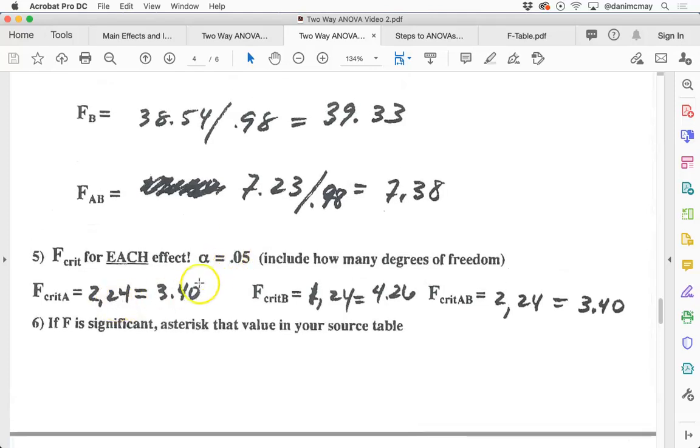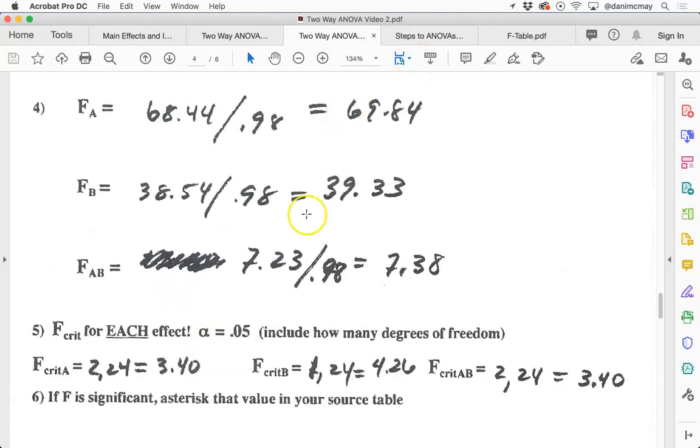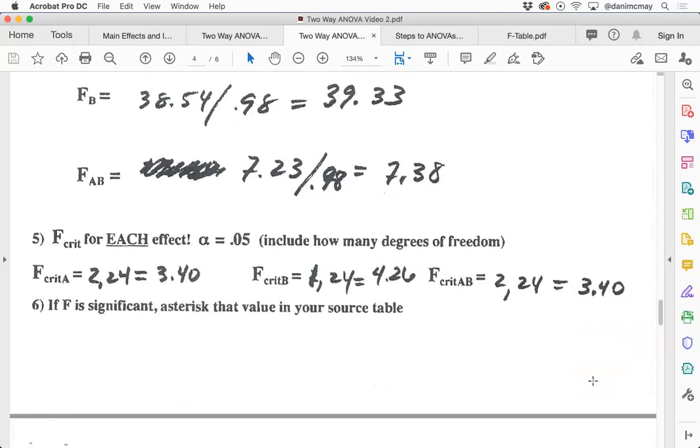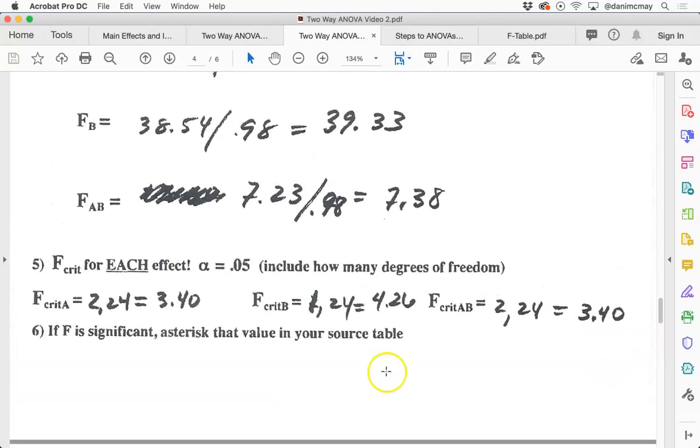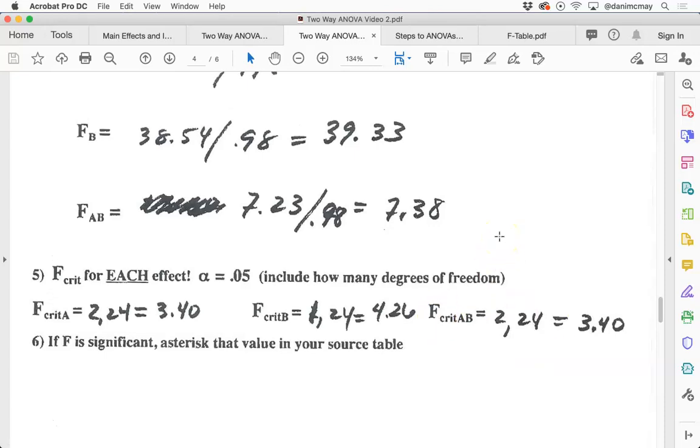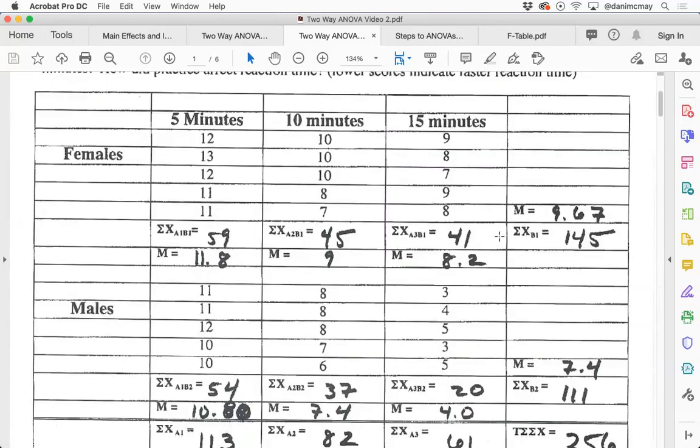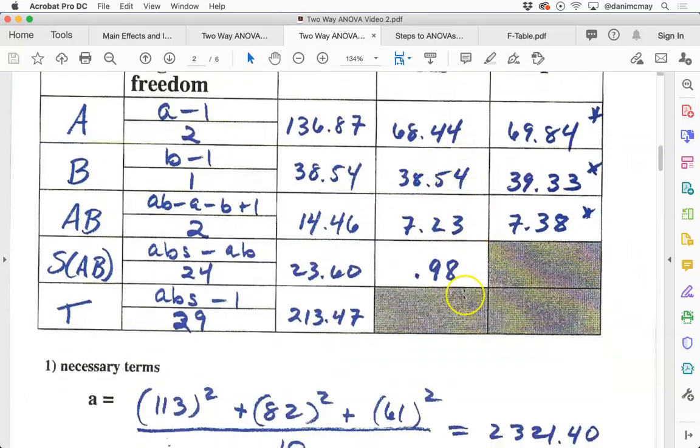So all of these are above that. For A, 3.40, 69.84 is higher than that. The next one, 39.33, 4.26 is higher than that. And the 3.4 again, 7.38 is higher than that. Okay, so at this point, we have all of them being significant. Okay, and so we would asterisk that up in our source table here.